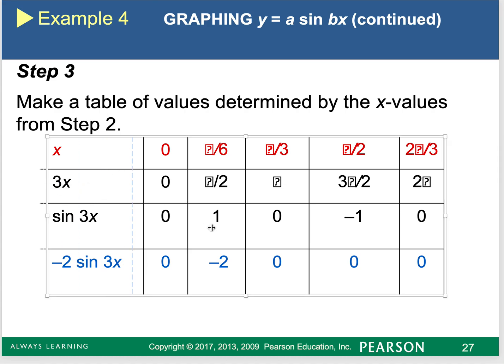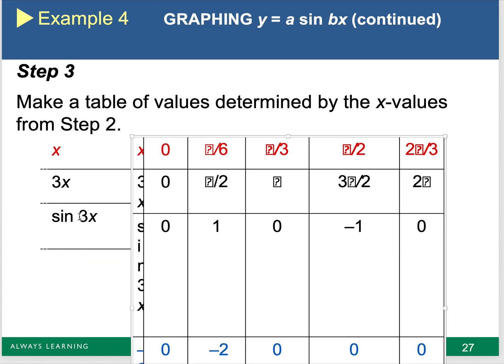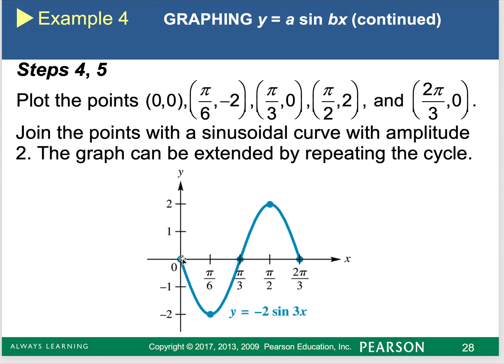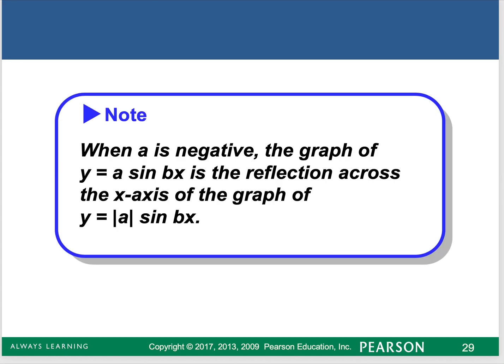Now, these 2 steps don't need to be done. The 3x and the sine of 3x, that doesn't need to be done. You can just plug directly into this bottom row. I think we're all mature enough to do that. Once you do that, that gives you your points. You plot your points, and then you connect the dots. So if you're following your steps, it's really going to be helpful.